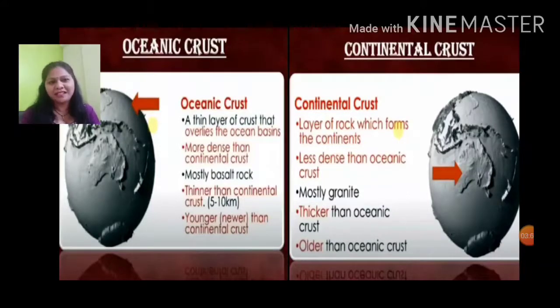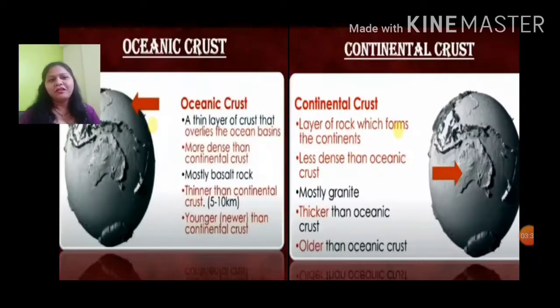Oceanic crust means a thin layer of the crust that overlies the ocean floor or ocean basins. It is more dense than the continental crust. Mostly basalt rock is found here. It is thinner than the continental crust, almost 5 to 10 kilometers. It is younger, or newer, than the continental crust.